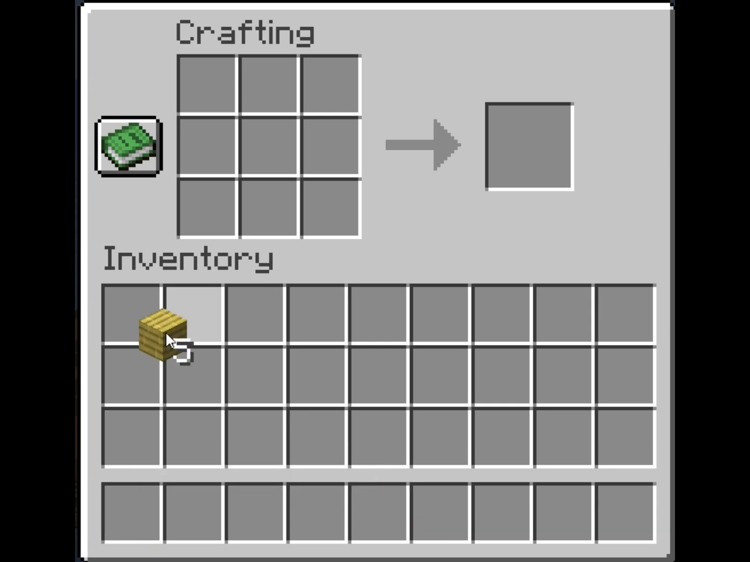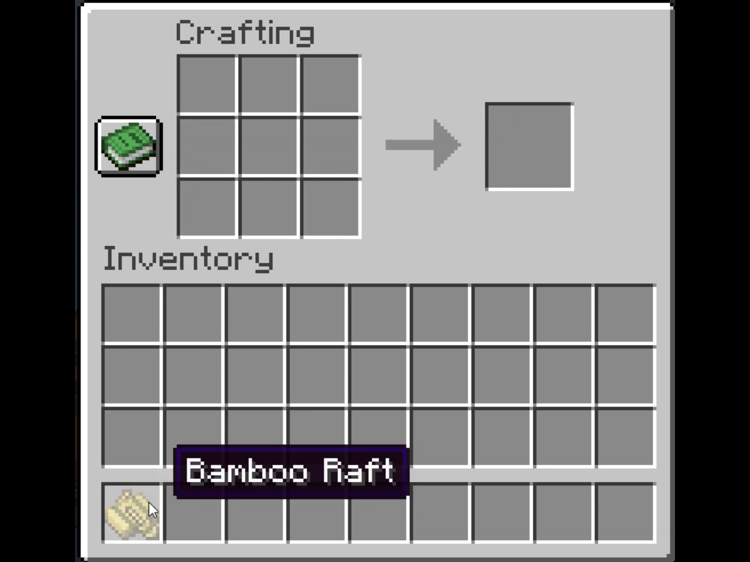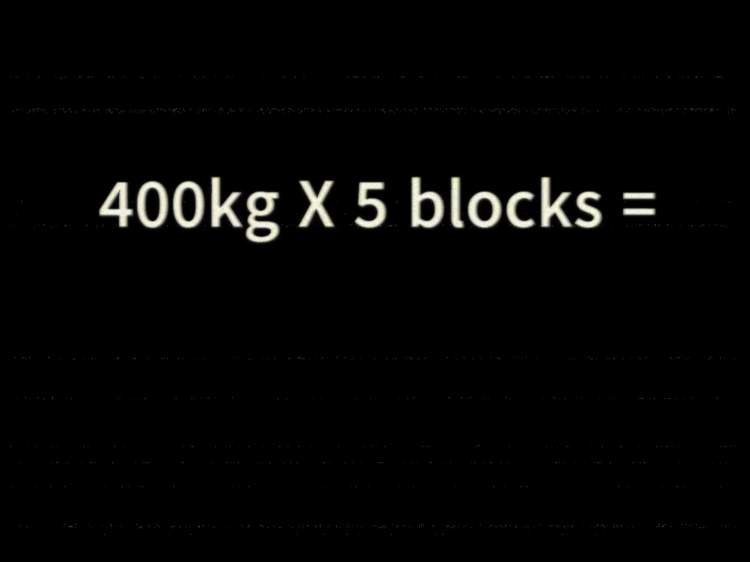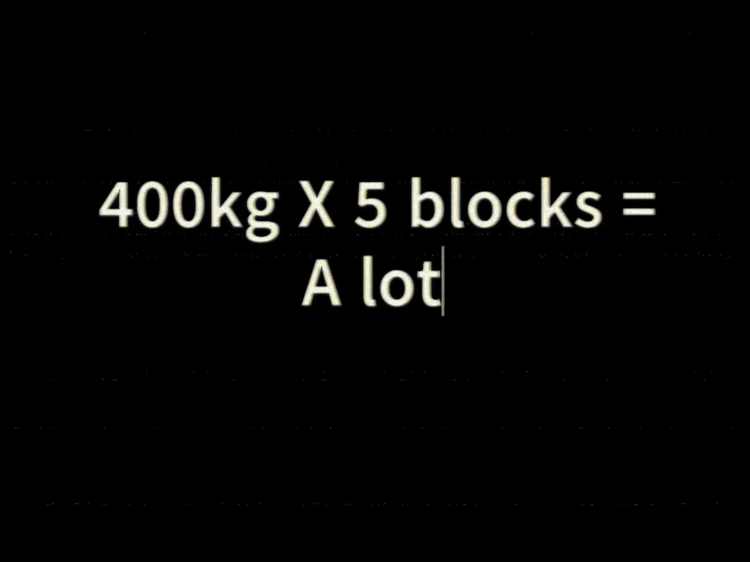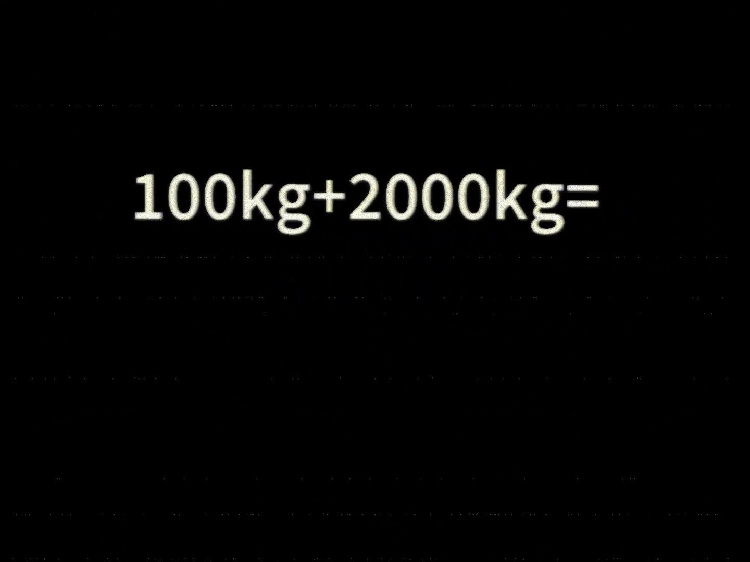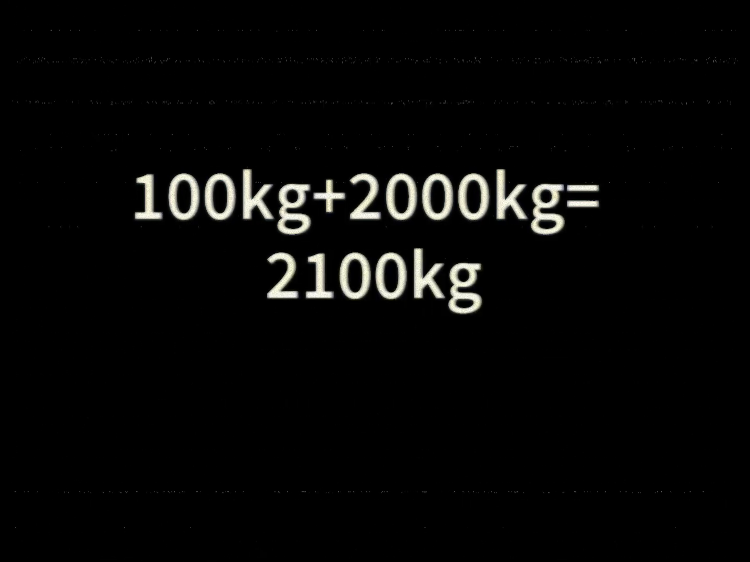To craft a bamboo boat, 5 bamboo plank blocks are needed. So take that 400 kilograms, multiply by 5, and the weight of the boat is a staggering 2,000 kilograms. We add the weight of our character with the weight of the boat, and in total we have a mass of 2,100 kilograms.